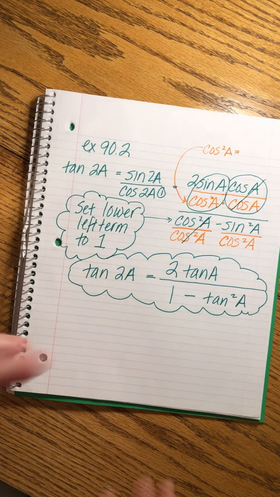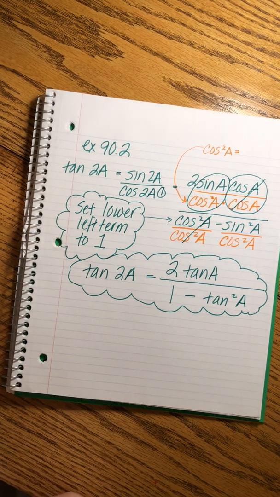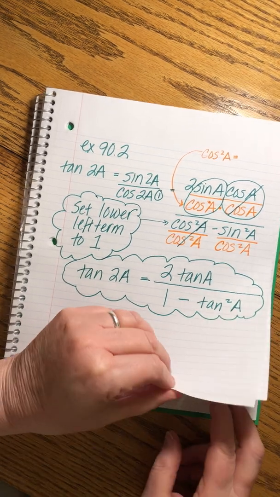Now we're going to turn our attention. That's not enough. Oh no, there's more. We're going to turn our attention to developing what we call half-angle identities. And let me show you what I mean by that.